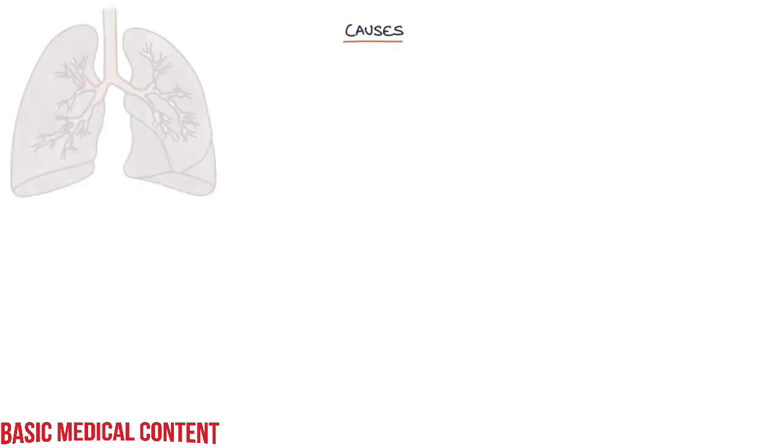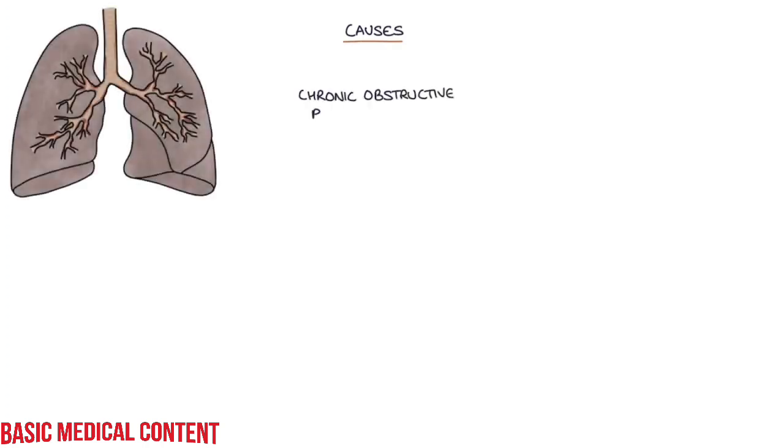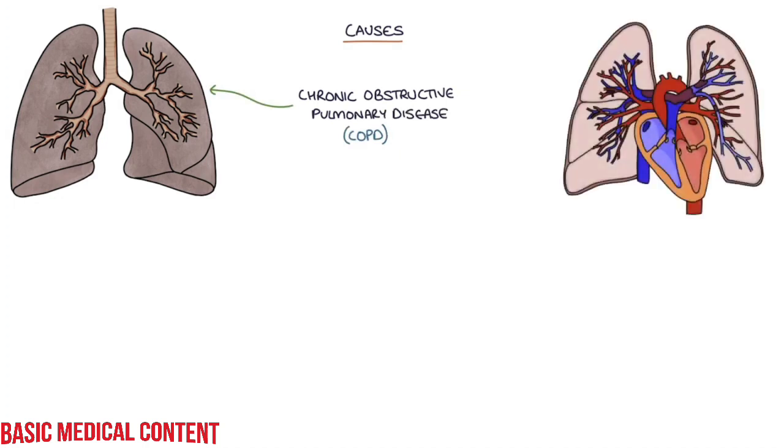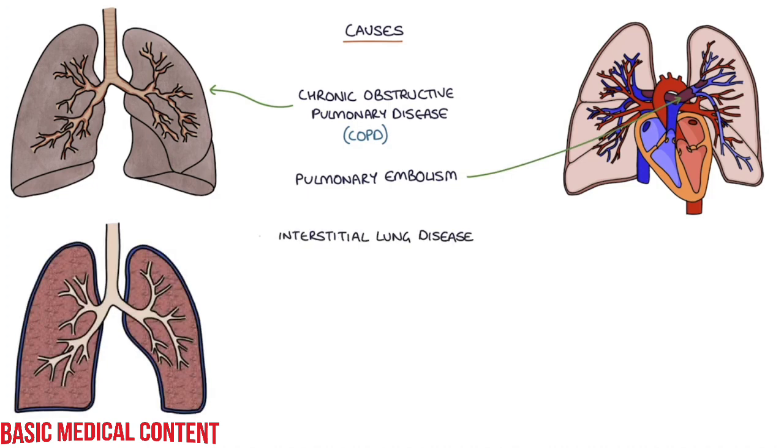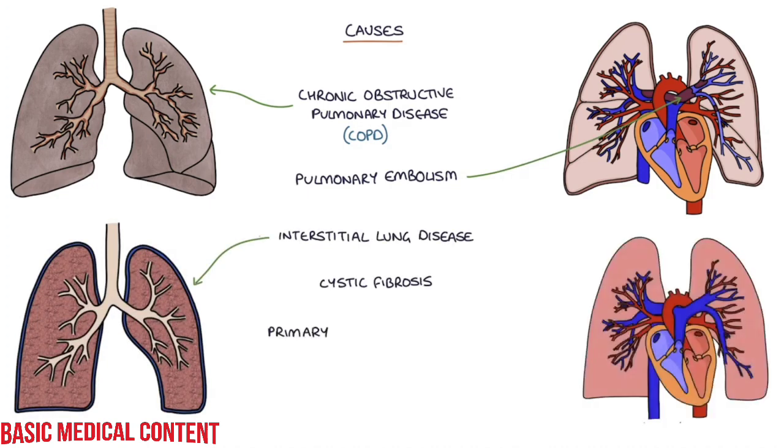So what causes Cor Pulmonale? Well, the most common cause is chronic obstructive pulmonary disease, or COPD. Other causes are pulmonary embolism, interstitial lung disease, cystic fibrosis, and primary pulmonary hypertension.